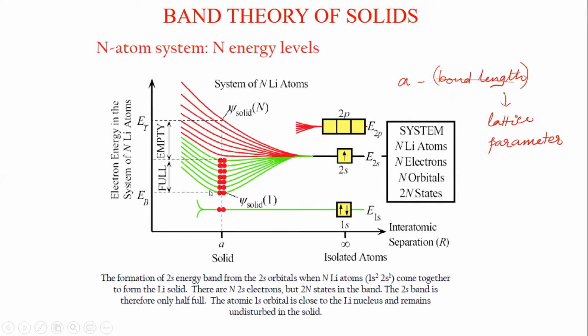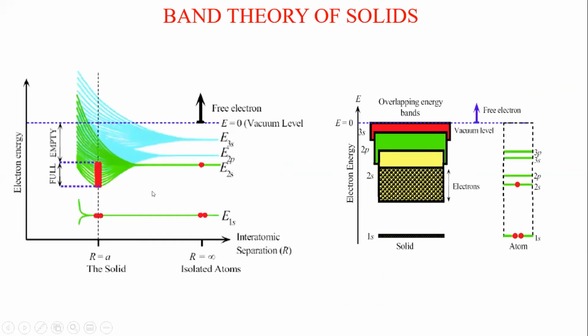Okay, this we used to call as a band. Here this is referred to as the 2s band. Now the same thing, if we plot it in a different way, right? In the solid, when the atoms are nearby, you can see the energy levels form a band. These are the valence band and these are the conduction band, which are empty, right?